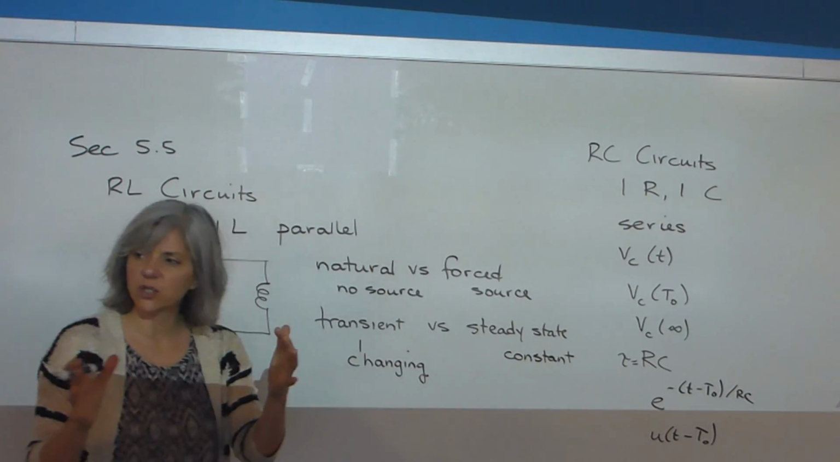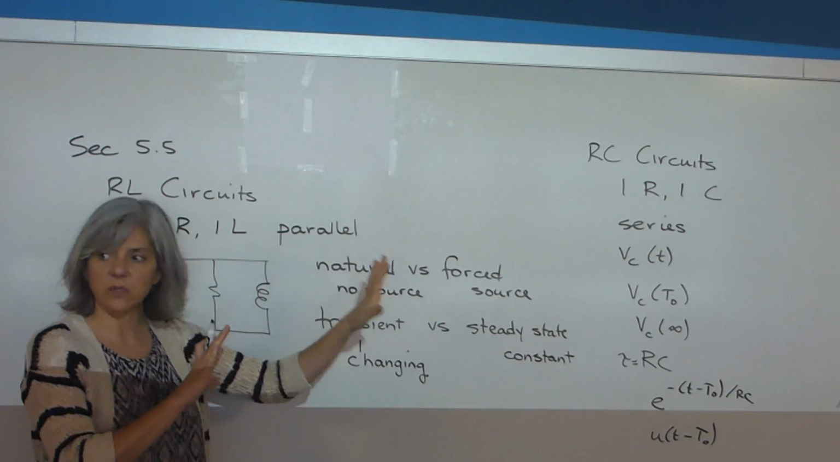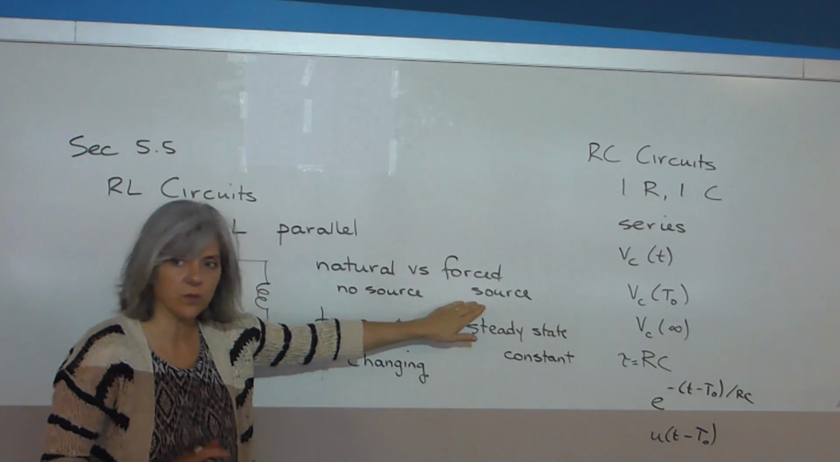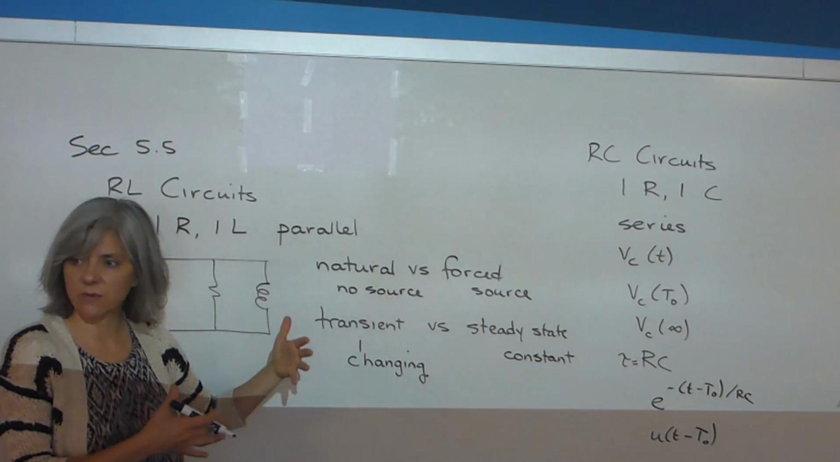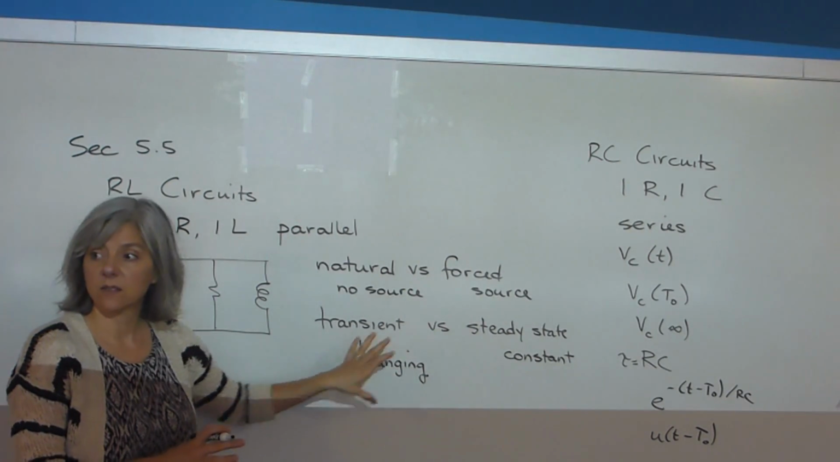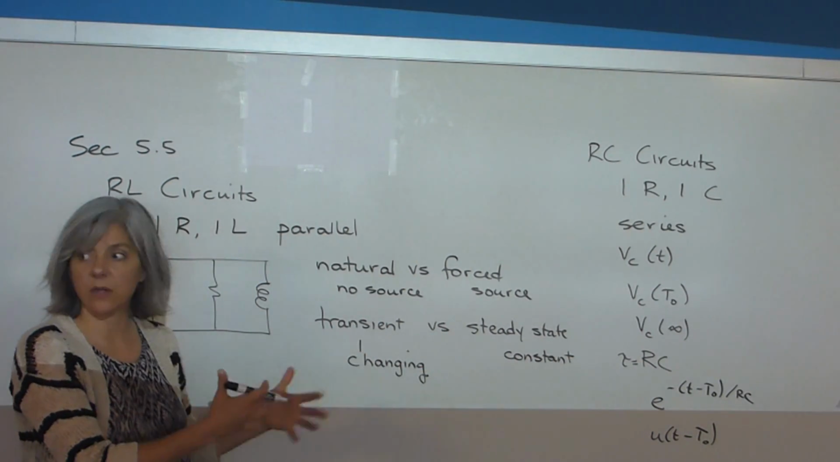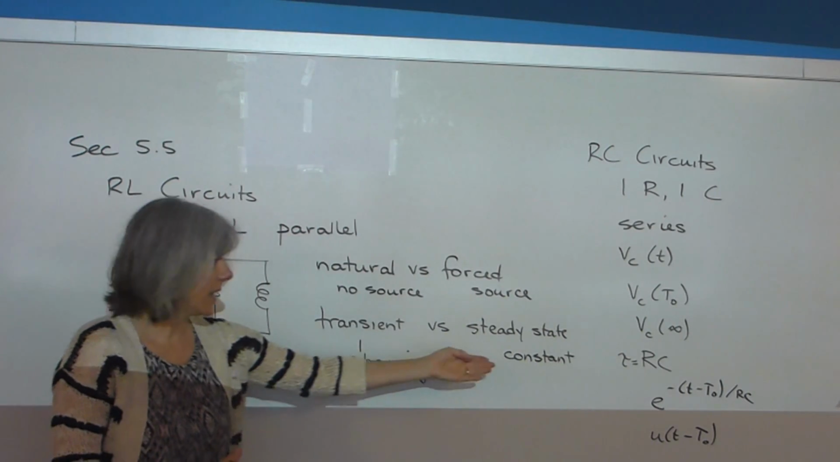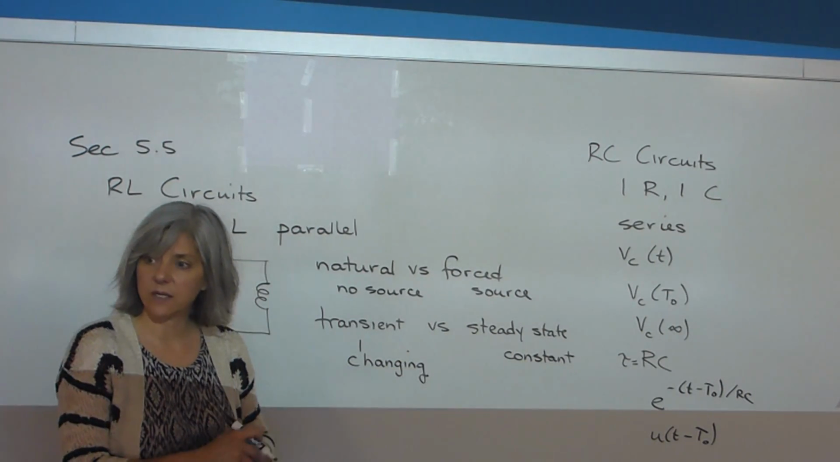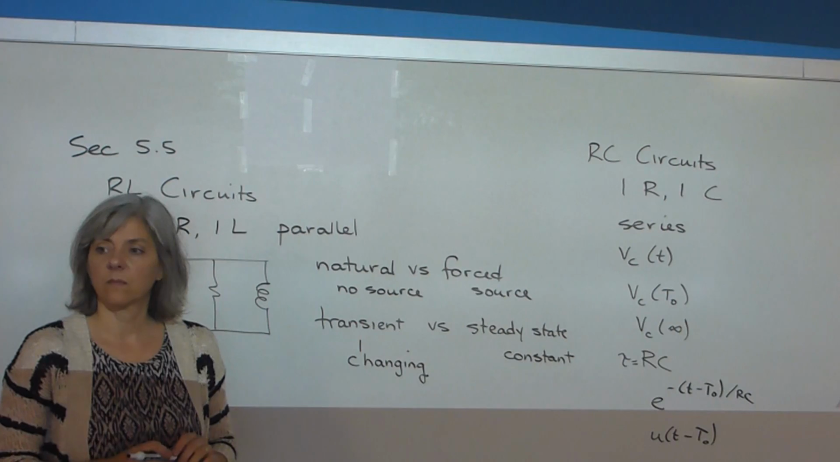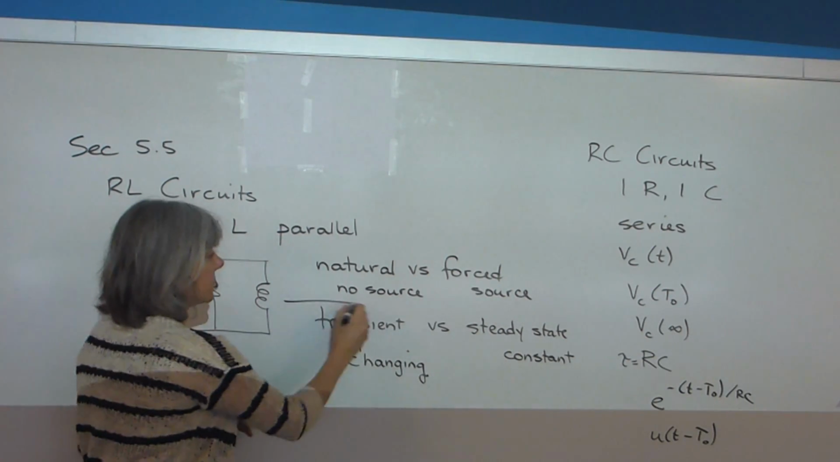So we can divide each solution into either natural versus forced. Forced has to do with the source component, and natural is the rest. Or transient versus steady state, transient being all the exponential part, and steady state being the constant. So we can divide each one either way. Are they two separate entities? Yes, so we divide them two different ways.